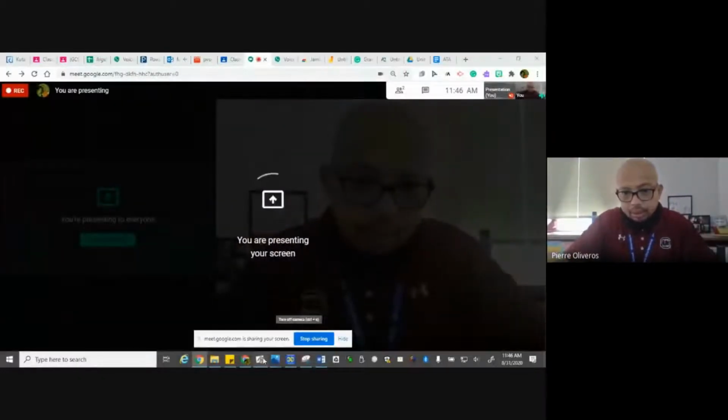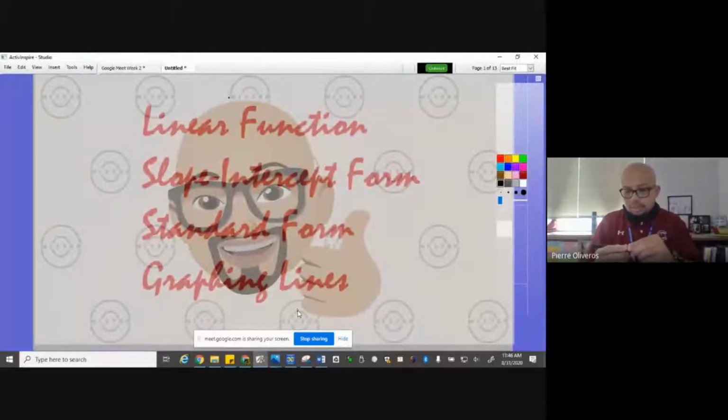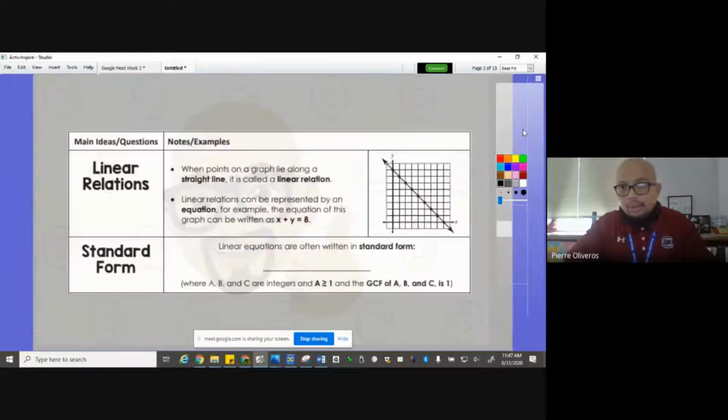And today we're going to learn about linear function, slope intercept form, standard form, and graphing lines. So remember the idea here is we're still in function and relation. A relation is a set of ordered pairs, and a function is a special type of relation.